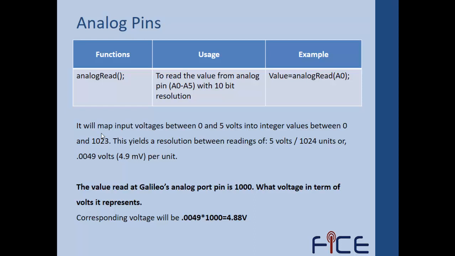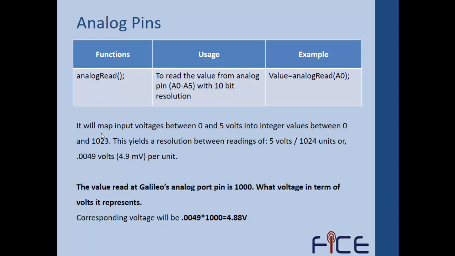Now what to read, from where to read, obviously we cannot define what to read. It means it will take only one argument, that is the pin number. So usage is to read the value from analog pin from A0 to A5. By default the resolution of the analog pin is 10 bit. How to use? Example, value equals analogRead(A0). So that is the instruction.